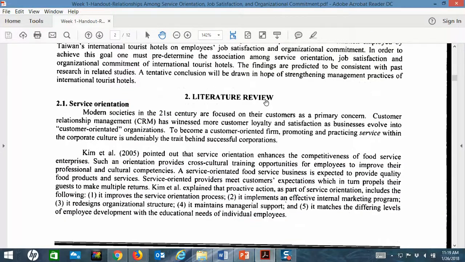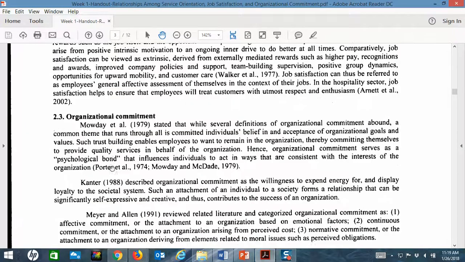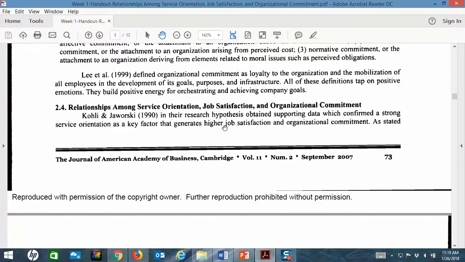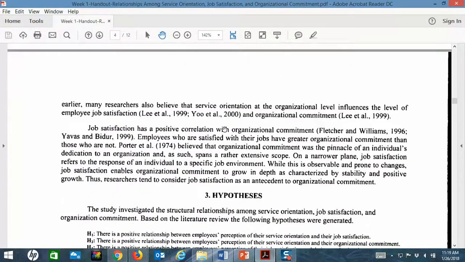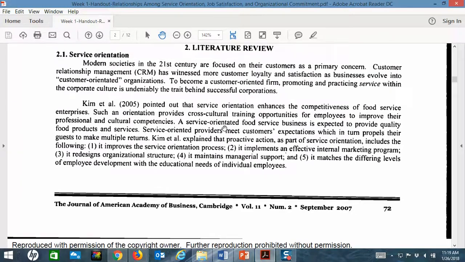Also, when you get to the literature review, what you should do is they have literature on service orientation. They have literature on job satisfaction. They have literature on org commitment. And they have tied them all together. Okay, and that completes their literature review. But if you want to look at a good example of what I'm talking about in annotated bibliography, this is from the service orientation variable that's in this study.